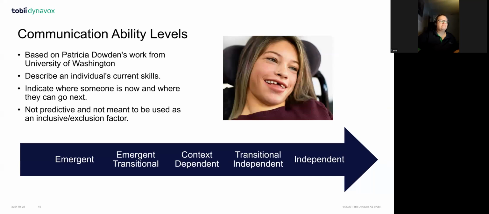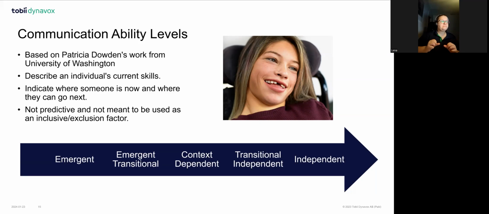So basically, communication ability levels, starting from emergent and moving to independent, can be divided into the 5 categories. They are based on the work of Patricia Dowden from the University of Washington. They describe someone's current skills. They don't say anything about someone's ability to develop and where they're going to end up. It's our attempt to understand where someone's understanding and someone's ability to communicate lies today.